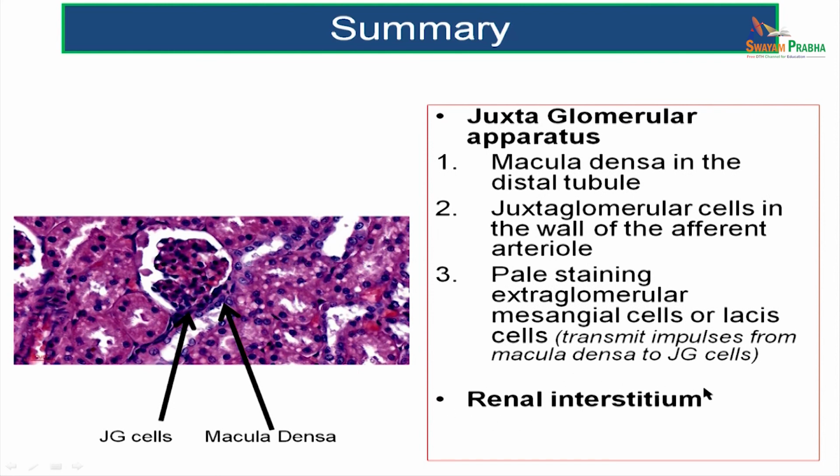In the cortex and medulla, you see the renal interstitium, which is nothing but connective tissue, which is less in cortex as compared to that of the medulla. So, this summarizes the histological details of the kidney in a histological section.